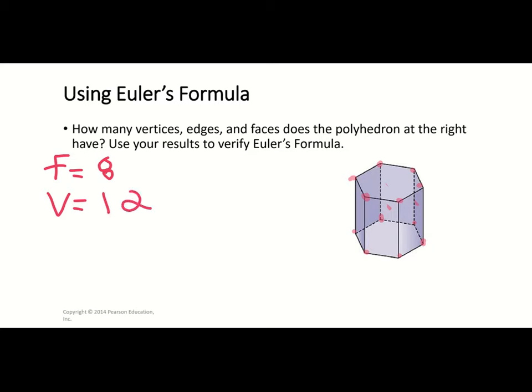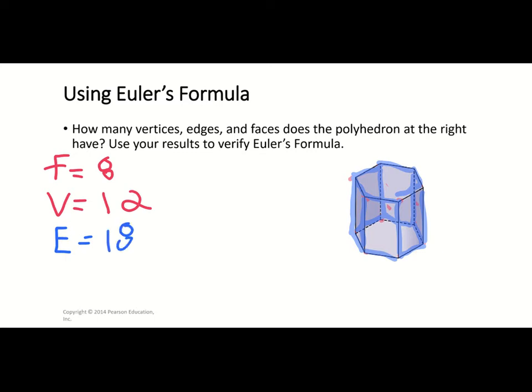Edges are always the sides where the 2 faces come together. So we have 1, 2, 3, 4, 5, 6 going around the outside. But then we also have 7, 8, 9, 10, 11, and 12. And then the bottom, 13, 14, 15, 16, 17, and 18. So edges is going to be 18.